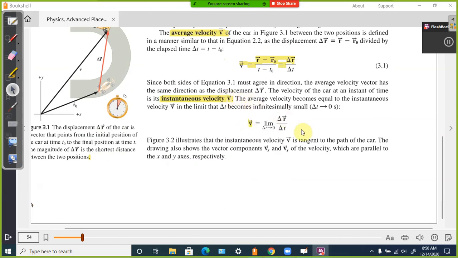Instantaneous velocity we've talked about before. The only difference here is that you're going to let your time period become super small. So delta t approaches 0. So your time period becomes extremely small.